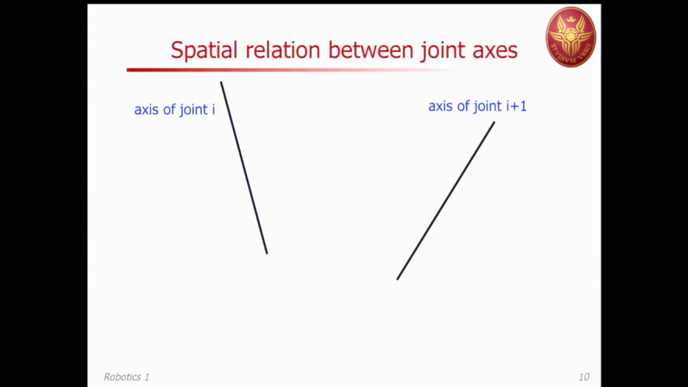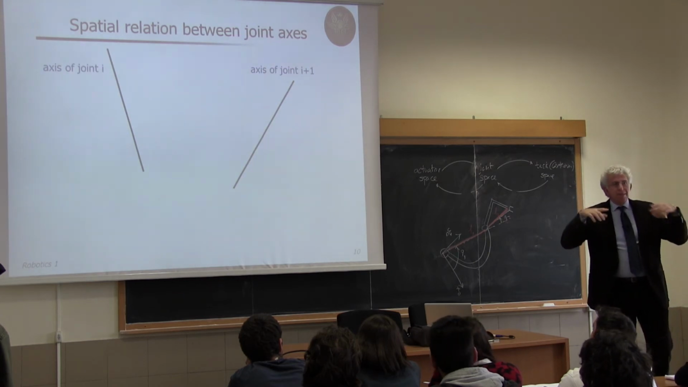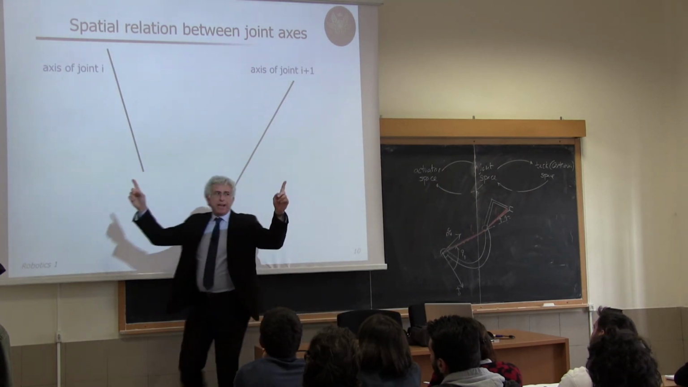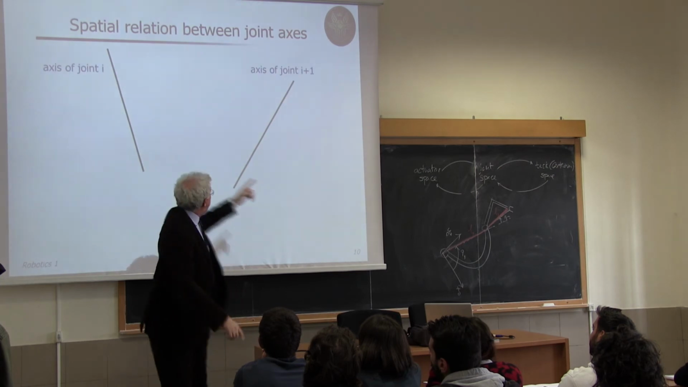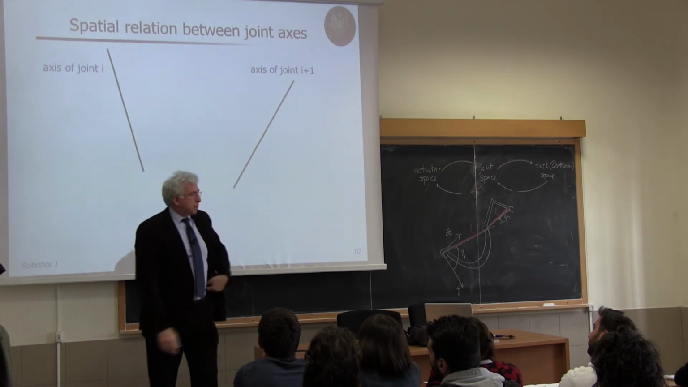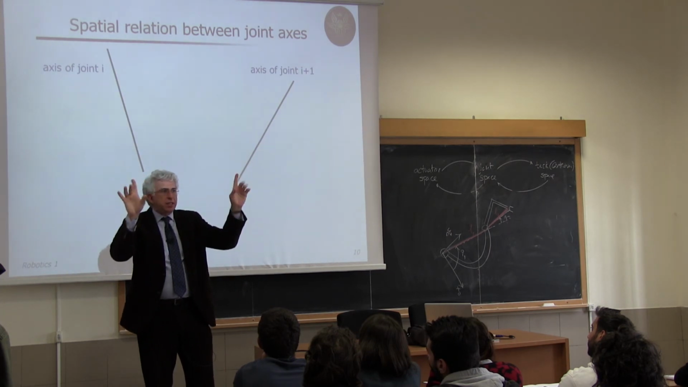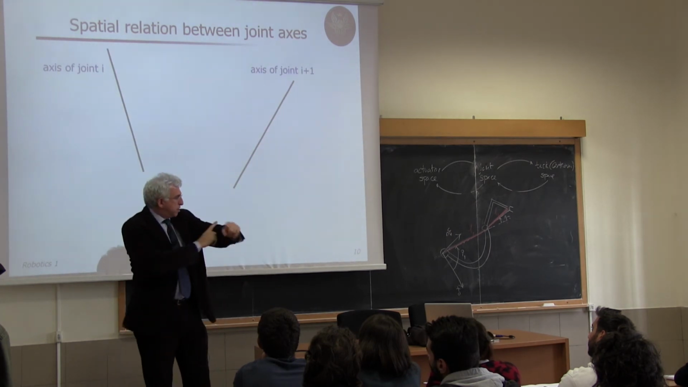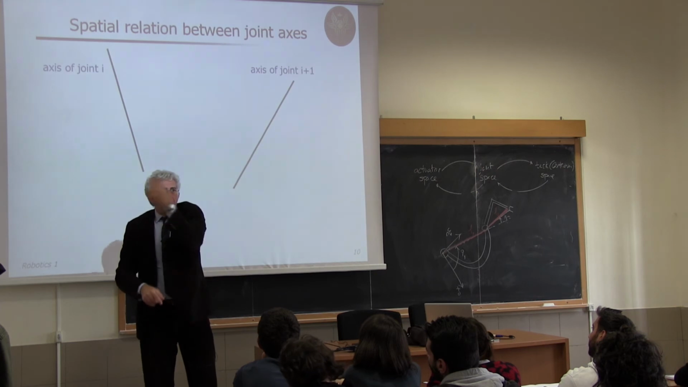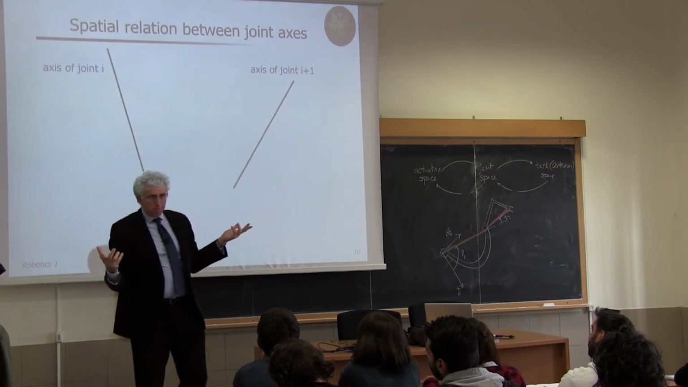so bear with me and have some spatial reasoning. Imagine, I don't want to make a commercial, but imagine there are two joint axes in space. So this is joint i, and this is joint i plus 1. So it's the immediately following one. So these are two axes. And of course, these two axes are not fixed in space. They move together with the structure. Imagine this joint axis and this joint axis. Well, when I move my arm, this joint axis moves with respect to the other, and so on and so on.